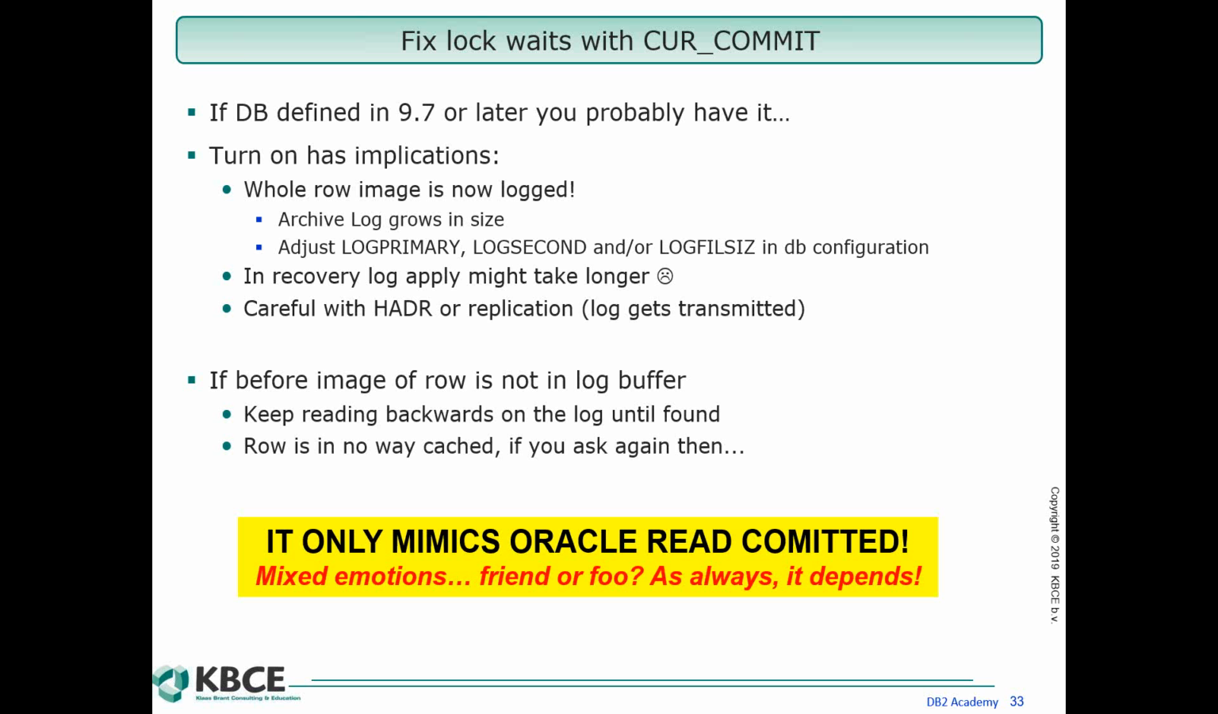So that is a very long story. It mimics a little bit the behavior of Oracle. And I hate to say it, but maybe the Oracle implementation on locking was slightly better. So currently committed is actually a very good thing. And I've seen many locking problems going away because of current commit being on in the database config. So check whether it's already on. If you've defined your database in 9.7 and higher, it probably is already on.